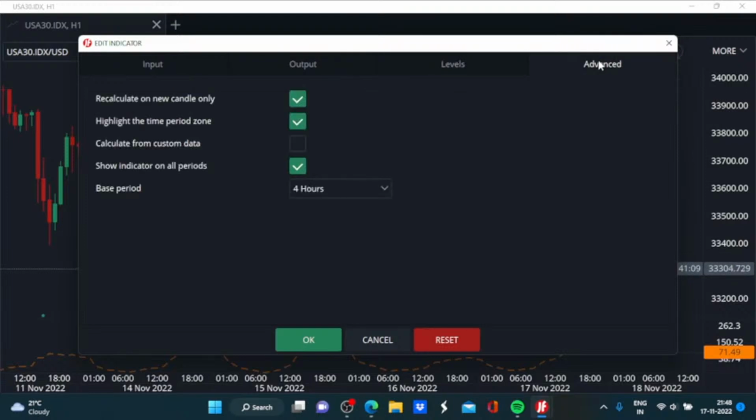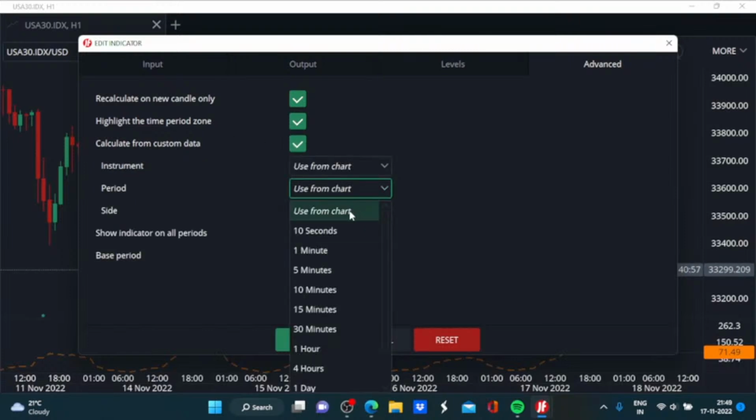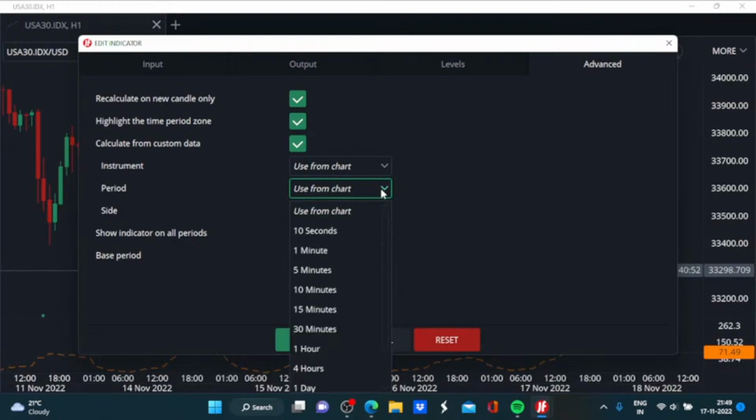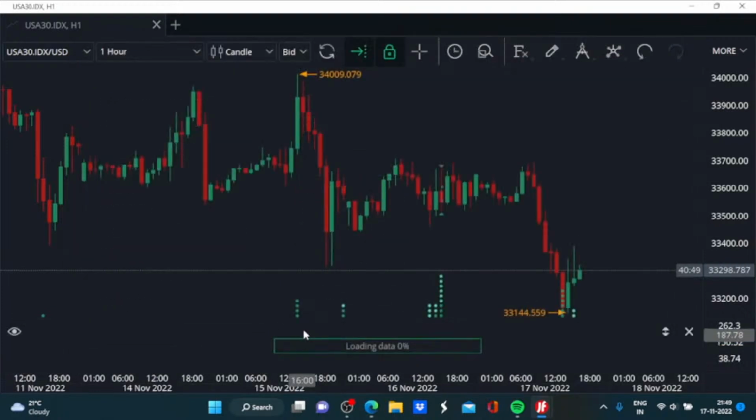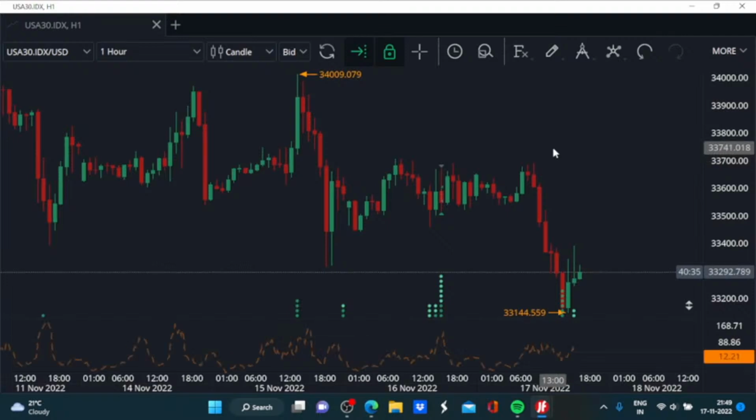Coming to the advanced editing option back again, we also get the option to customize this calculation period, candle period as well. So you can use it from the chart. So whatever is the candle period of the chart, the indicator is going to be calculated accordingly, but you can keep it fixed as well. So if the chart is of 15 hourly candle period, but the calculation you need is of 15 minutes each, then you can define it accordingly, and each candle period for the calculation will be of 15 minutes irrespective of what is the chart's candle period. So this is the difference.